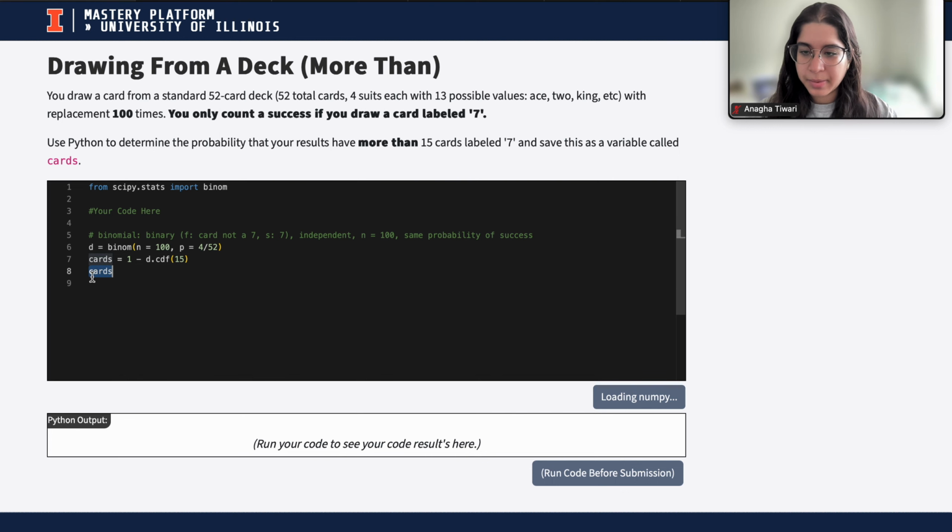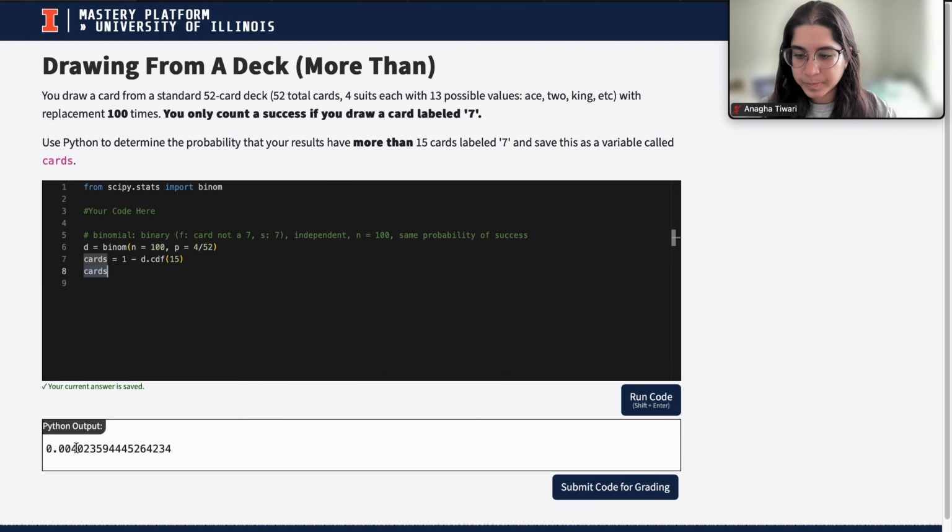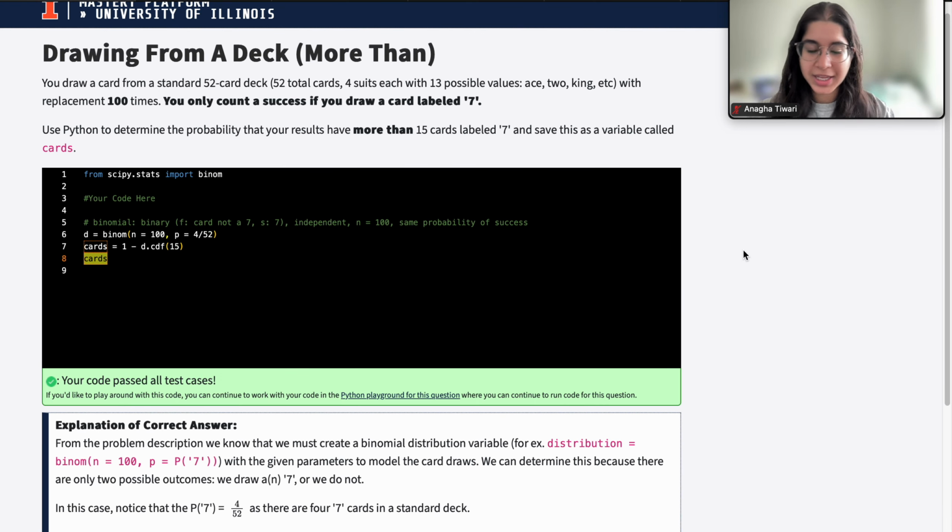And if I print out my probability, it's going to be around 0.004. If I submit that, that is correct.